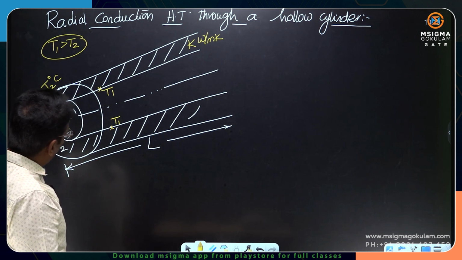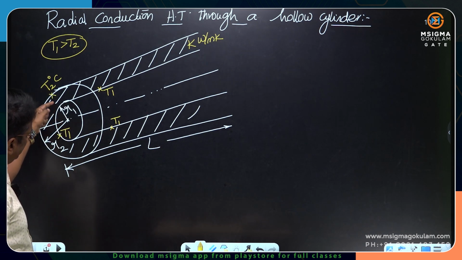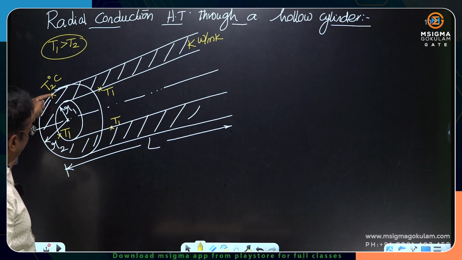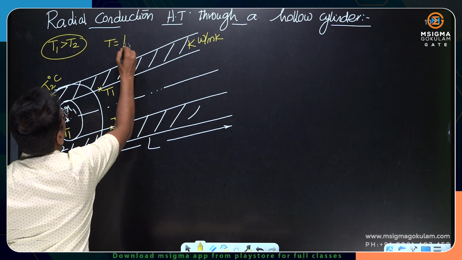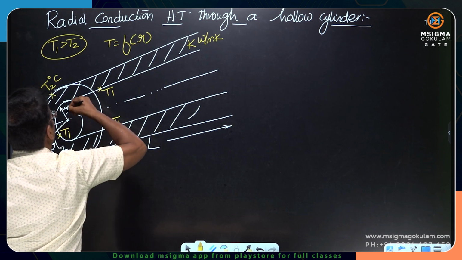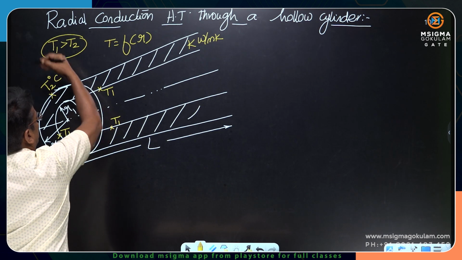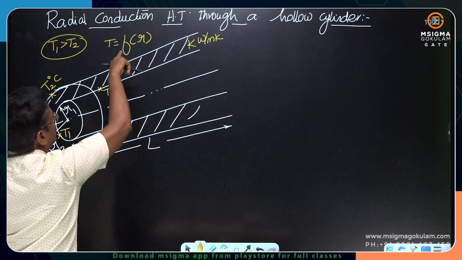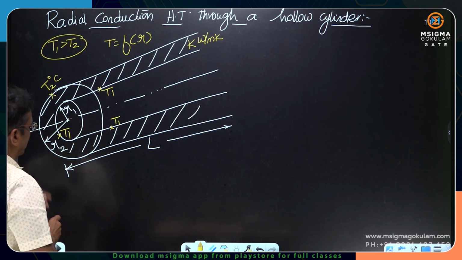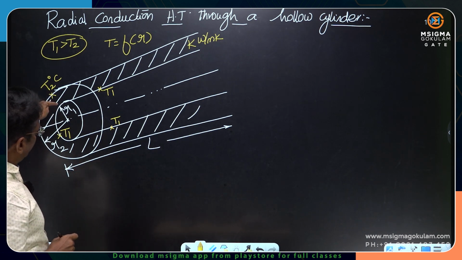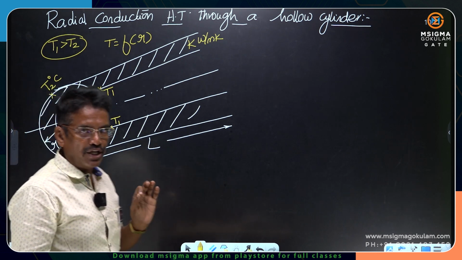Now, because there are temperature gradients existing along the radial direction, because at a different radius we have a different temperature, temperature is a function of R. Temperature is varying radially in this direction, not axially. Temperature is only a function of R. Because there are temperature gradients existing along the radial direction, heat must be conducting along the radial direction.